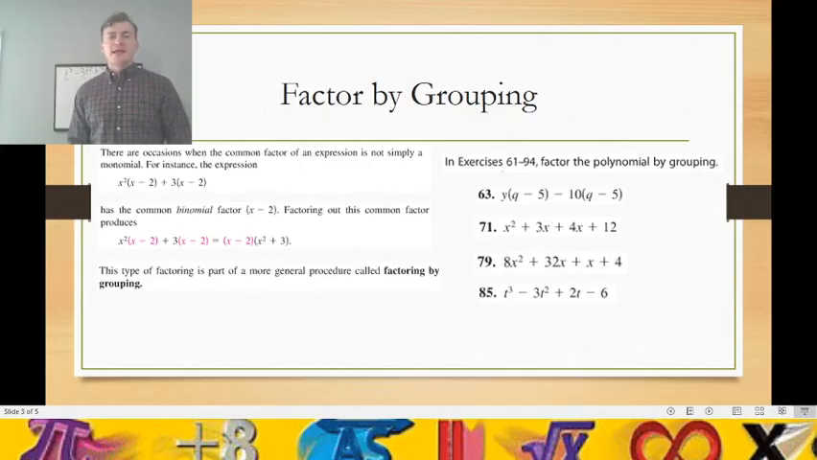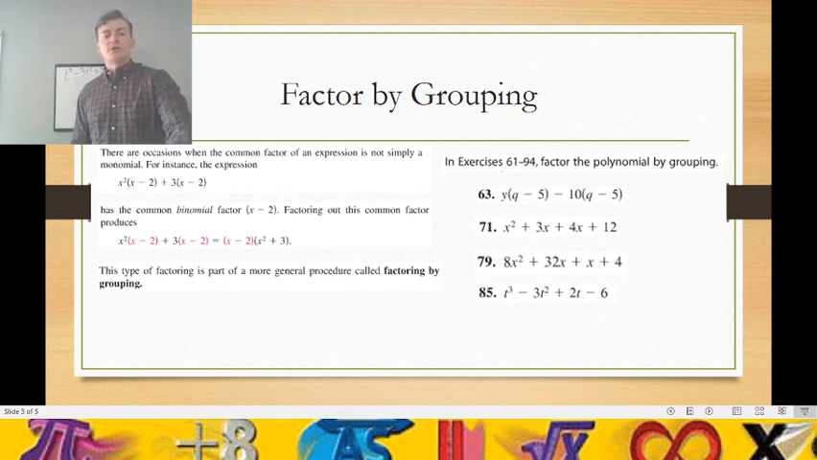t cubed minus 3t squared plus 2t minus 6. Factor the polynomial by grouping. We'll first ask ourselves, is there a greatest common monomial factor? Looking at all 4 terms, can we factor out a GCF? Once again, noting the last term, negative 6, does not contain a factor of t. Therefore, we cannot factor out the variable t. So what about the coefficients? 1, negative 3, 2, negative 6. Because we have a coefficient of 1, again, that indicates that a GCF is 1. Can't do anything about it.